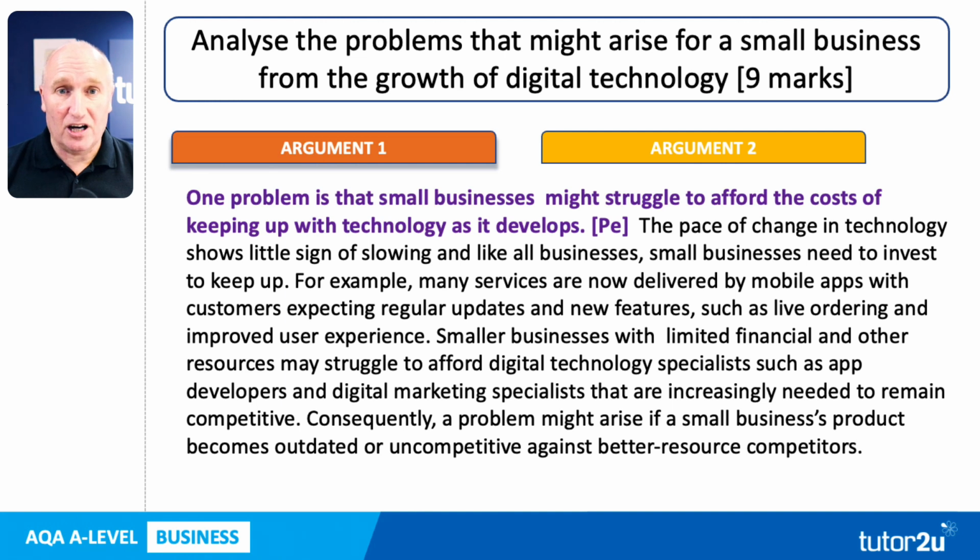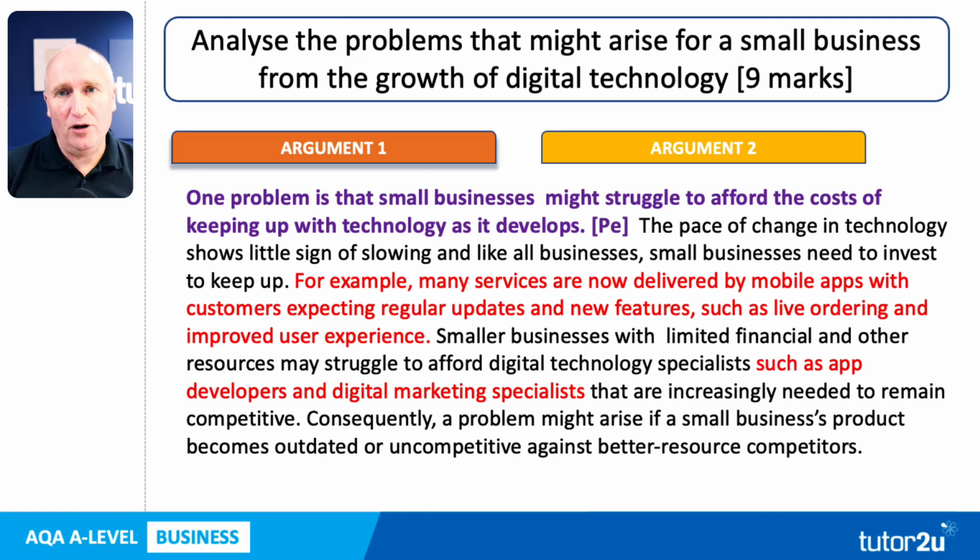I think that's a decent argument. Take me 3 or 4 minutes to write, but it definitely meets the demands of the question. I think it's focused on a particular problem for small businesses from the growth of digital technology. And I've just highlighted in here in red where I've tried to introduce some application. Don't forget, we don't have a case study here, so we have to just bring in our own examples. And this is a good example of using such as seasoning. So, for example, such as live ordering and improved user experience, such as app developers.